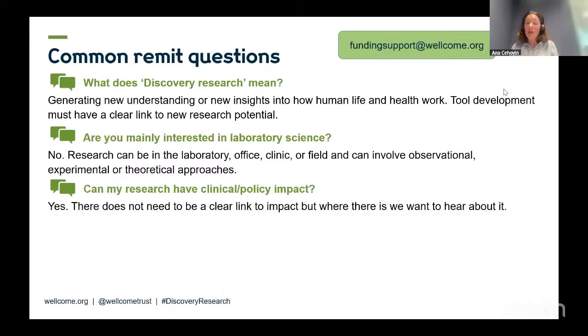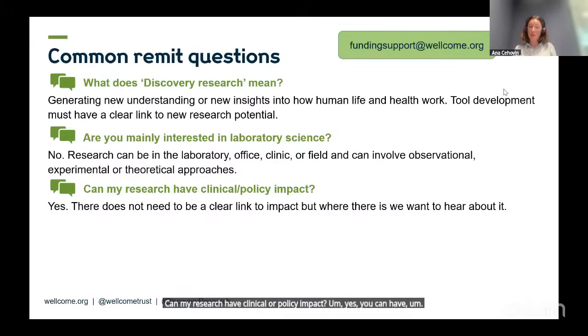Can my research have clinical or policy impact? Yes, you can have a clinical or policy impact, but you do not need to have a clear link to impact. However, if you do, we would be very delighted to hear about it.